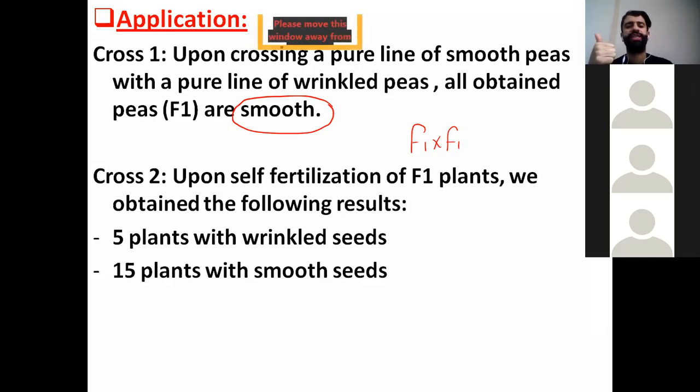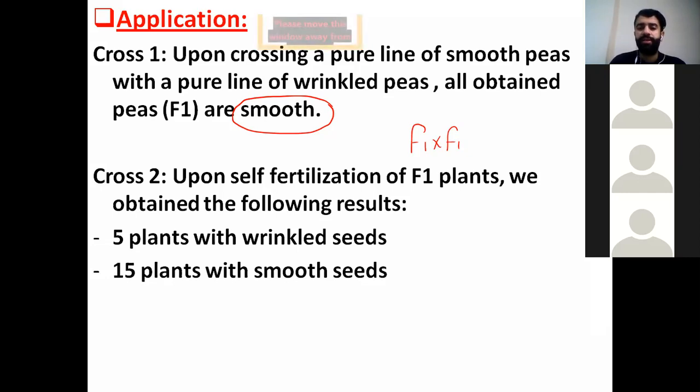What can you deduce from this cross? I told you how you can say this part. What do you have to say, Hadi? The smooth pea is dominant over the wrinkled pea. Okay, this is your answer. This is the way you have to answer in the quiz.